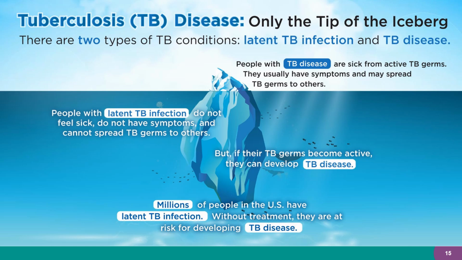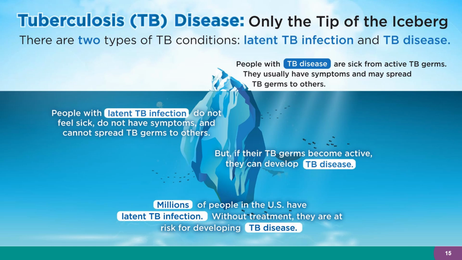This illustration helps to summarize TB disease and inactive TB in the United States. TB disease is just the tip of the iceberg that is visible above water. TB disease can be seen because of the active germs in a person's body and the symptoms they experience. People with TB disease can spread TB to others.